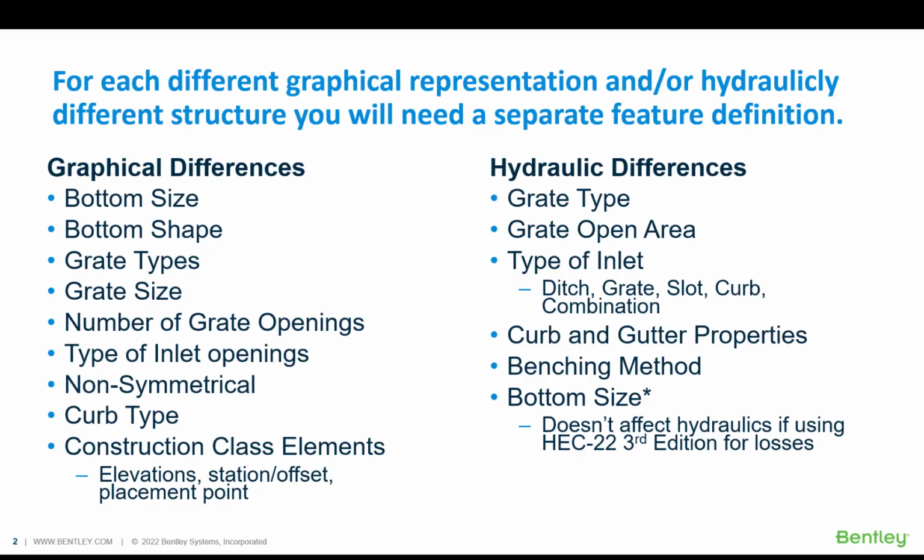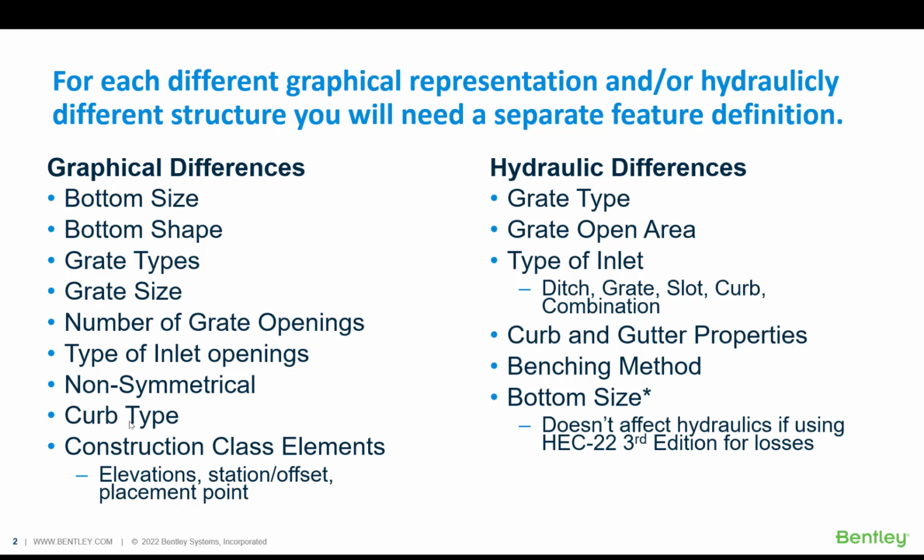Okay, so what do I mean by graphical versus hydraulic differences? Right, so when we think of graphical differences, this is going to be the bottom size or shape of the vault, the type of grate that it uses, what size the grate's going to be, the number of openings, the type of inlet openings that you see. So that could be a curb opening, a grate, or maybe a combination of the two. You'll want to consider if it's symmetrical versus non-symmetrical. So if we have additional curb openings upstream or downstream, and that changes whether you're placing it on the left side of the road or the right, you'll want to create a separate feature for each one of those options.